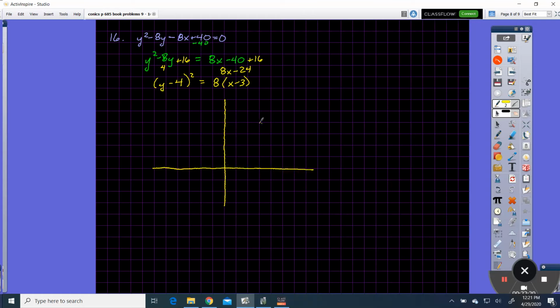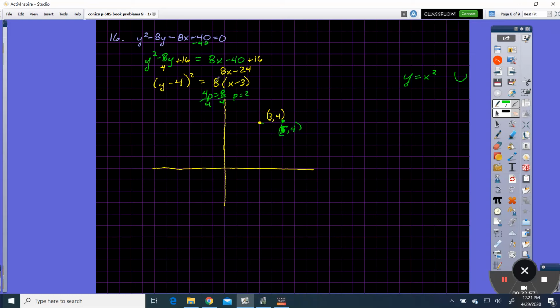So right 3 up 4, that's the vertex. So that's 3, 4. I remember that y equals x squared opens up like this. So this is a y squared, so I know it opens sideways. I know that 4p always equals this number. So I divide that by 4, so I get that p equals 2. So that means to the focus is 2. So that's this point, which is going to be 2 more than 3, which makes 5, 4.